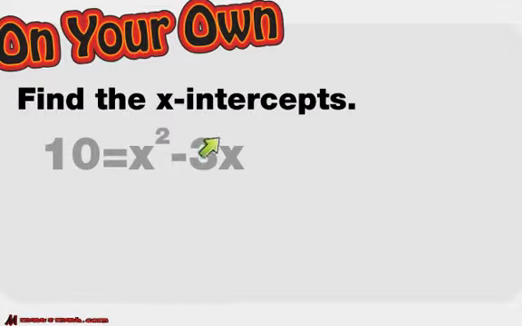First, you've got to move the 10 over. That's going to leave you with 0 over there. And then what I would suggest is that you plug in some values for x. Start with maybe 5, and then go down to negative 5, and see if you can find where it hits the x-intercept, just by plugging some numbers in.